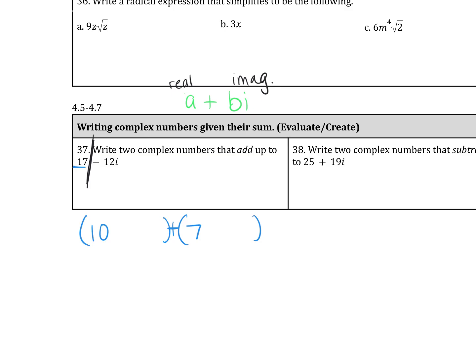Then you have to think of two numbers that are going to add to be negative 12. My brain just thinks make them both negative. That would be the easiest. I would go maybe negative 10i and then a negative 2i. Negative 10 plus negative 2 would give you negative 12. And you don't need to worry about doing anything with the i. It just comes along for the ride.